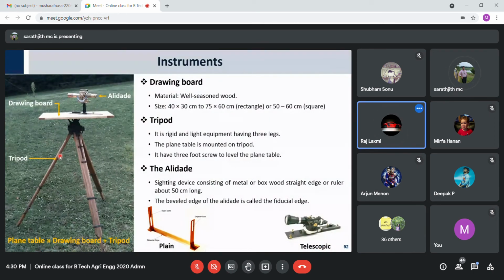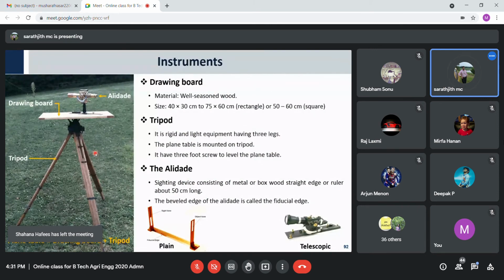Yes, sir. Okay, fine. So it consists of a drawing board, which is the plane table. The drawing board itself is called the plane table. This is the important part of our setup. And second, we need a tripod to keep this drawing board in position. We want to adjust the height of the different legs of the tripod so that we can make the drawing board horizontal to the ground surface.